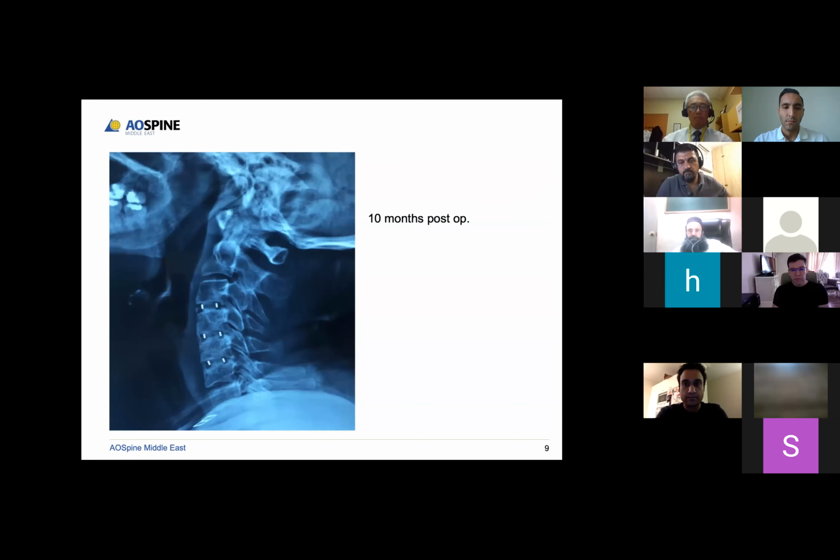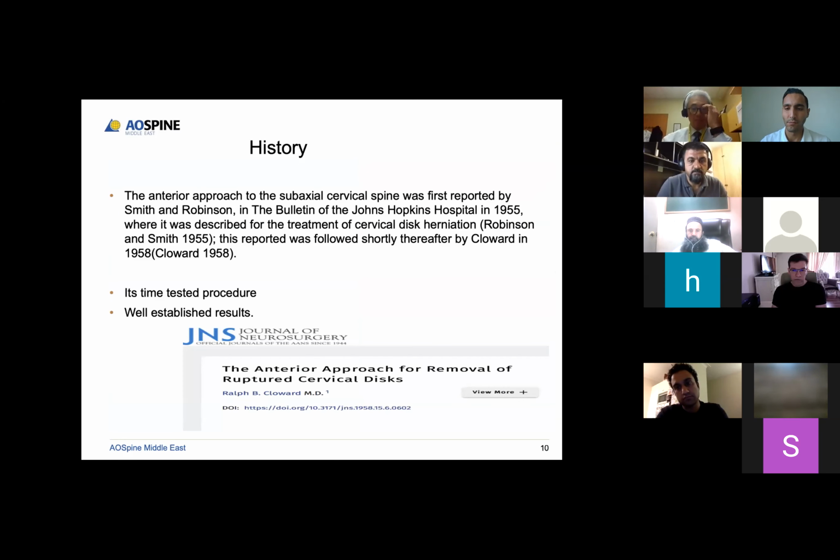And this is the 10 months post-op. The patient regained full power, a very good result, and she was happy.